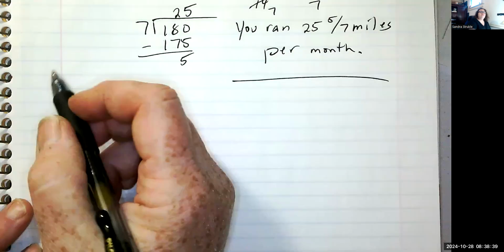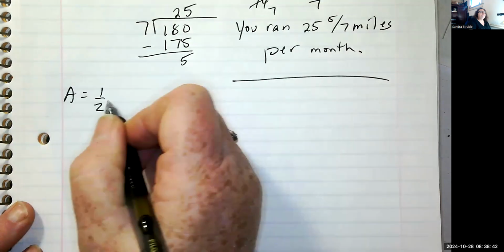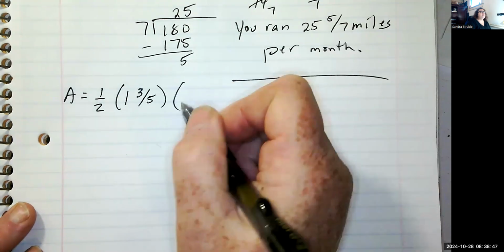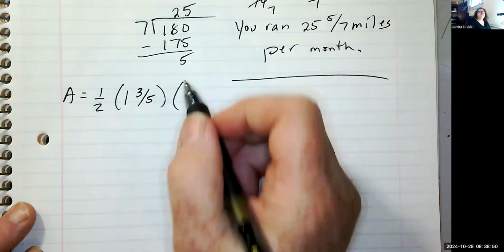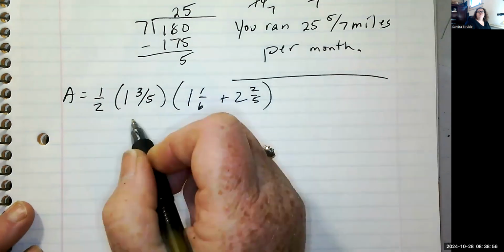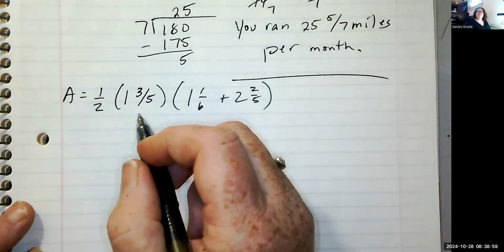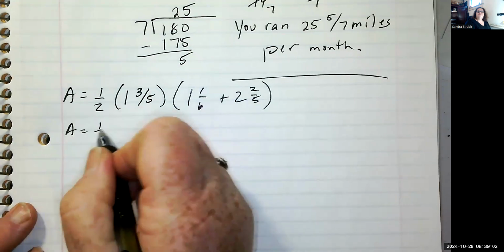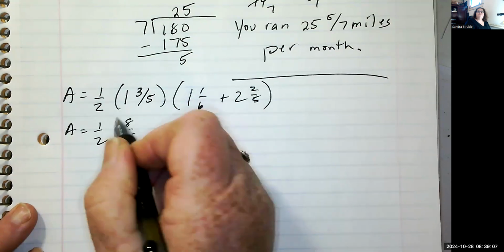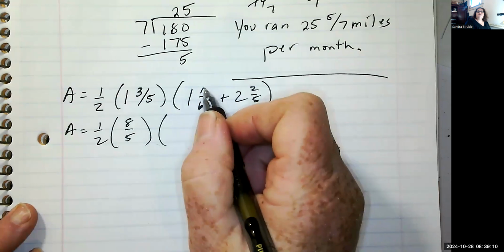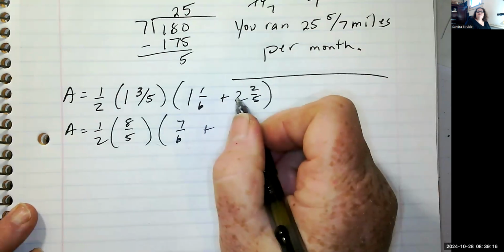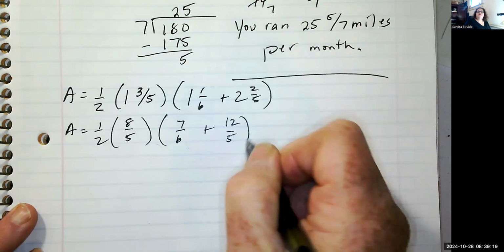So we're just going to plug these in. Area is equal to 1/2 times the height, 1 3/5, times, and they're going to add the two bases, 1 1/6 plus 2 2/5. We need to do a lot of changing into improper fractions. So I'm going to start with that. 1/2 times 5 times 1 is 5 plus 3 is 8/5. 6 times 1 is 6 plus 1 is 7/6. 5 times 2 is 10, 10 plus 2 is 12/5.